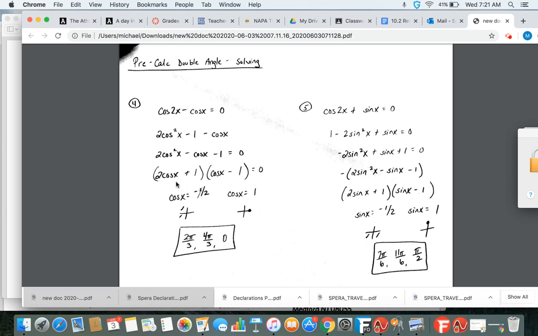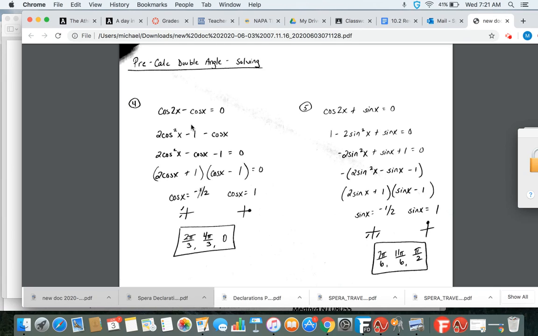I take each factor and set them equal to 0. I'd subtract 1 and divide by 2 here. Here I would just have to add 1. And I think to myself, all right, which angles have an x value of negative 1/2? That would be 2 pi over 3 and 4 pi over 3, since cosine is negative in quadrants 2 and 3. Which angle has an x value of 1? It's 0, right? It's right here. This is 1, 0, and that point is 0. It's also 2 pi, but we'll stay with 0.